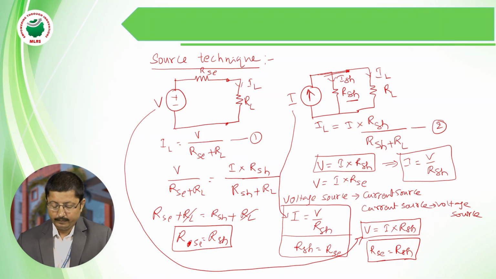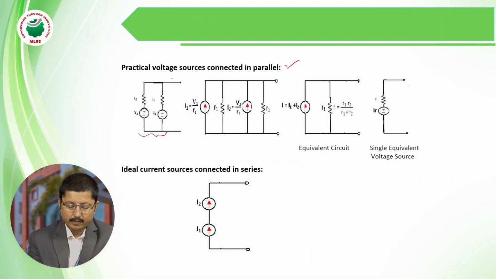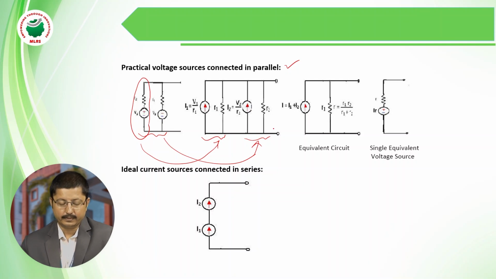So we can use this technique here. In this case, practical voltage sources are connected in parallel. When practical voltage sources are connected in parallel, first we have to convert this voltage source into a current source, and the second branch voltage source is also converted into a current source.